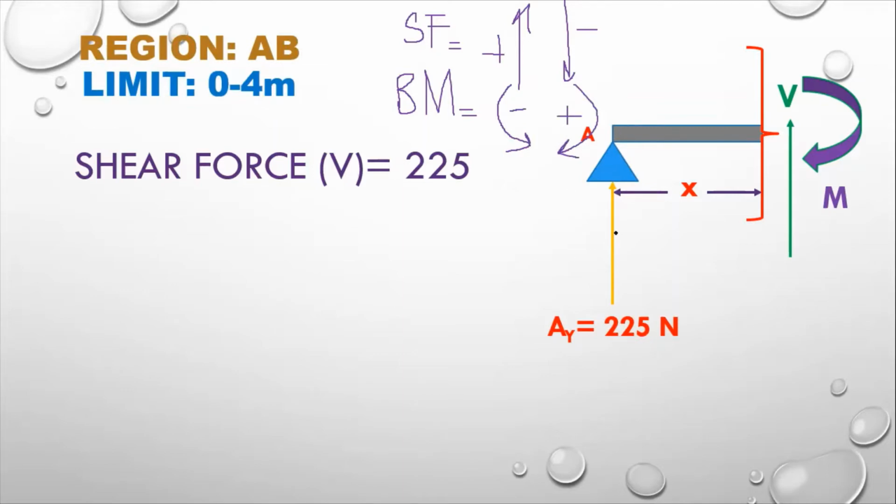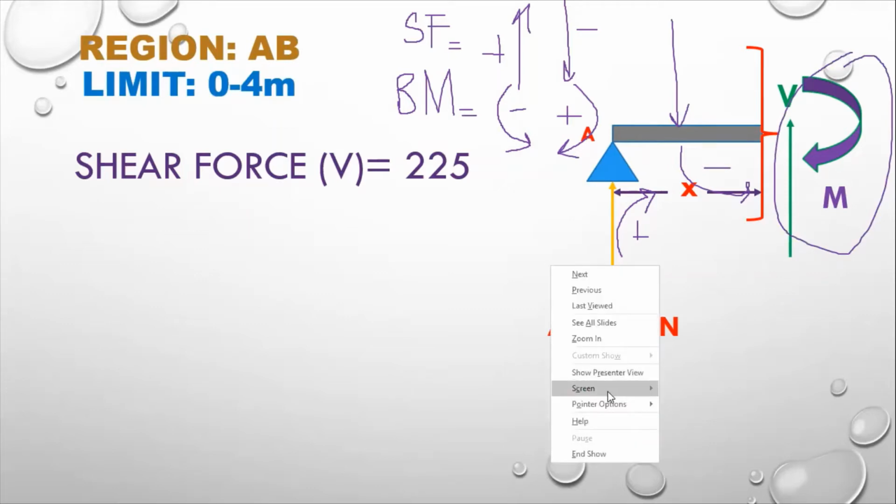If the force is upward, it will rotate clockwise, so it will be positive. If the force is acting downward, its rotation will be anti-clockwise, so it should be negative. Keep it in mind. Whenever we sum up moment or shear force here, we have to rotate the force here. So what we have to do, let me clear the screen.